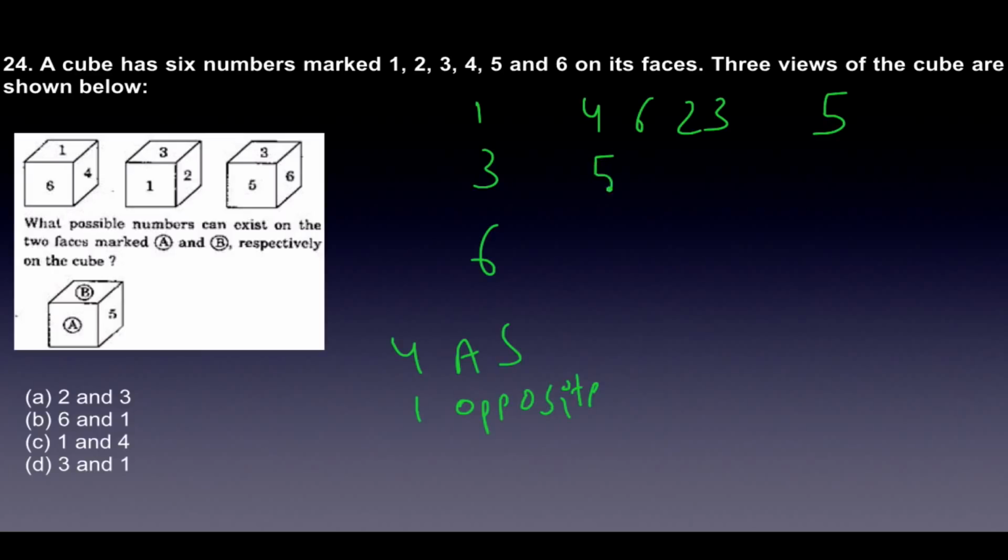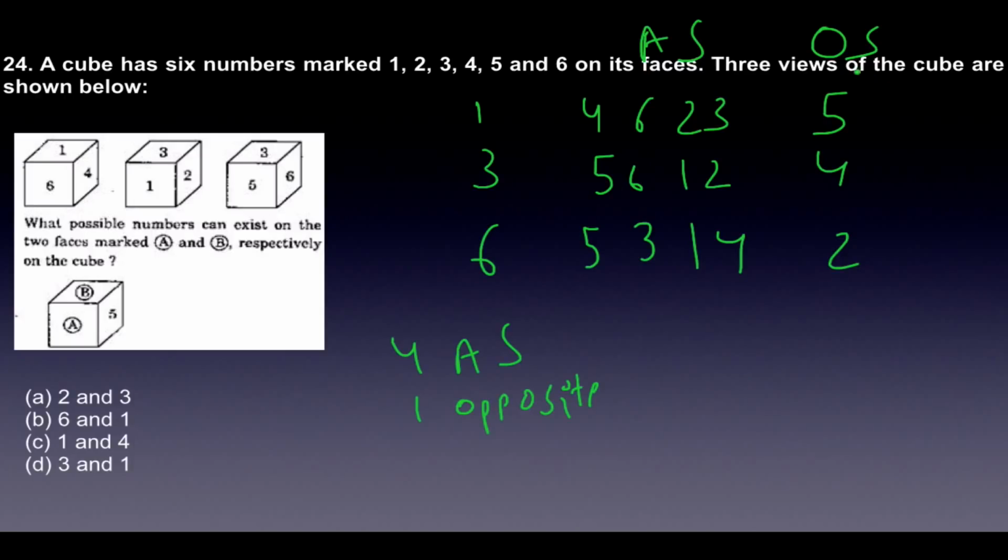In case of 3, the adjacent sides are 5, 6, 1 and 2. So obviously the opposite side is 4. And in case of 6, the remaining number is 2, but I can still prove it, that is 5, 3, 1 and 4. So these are the adjacent sides. This is the opposite side of a cube.